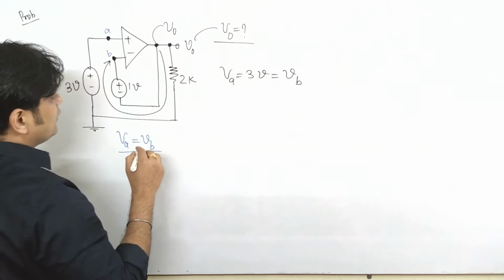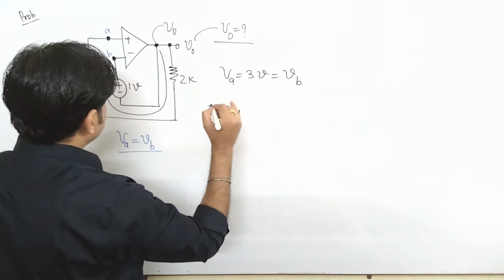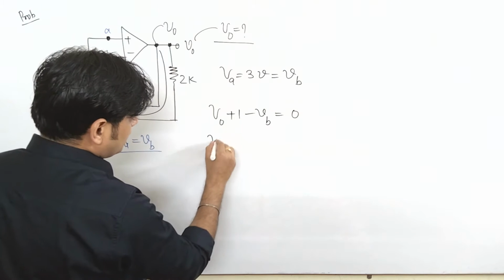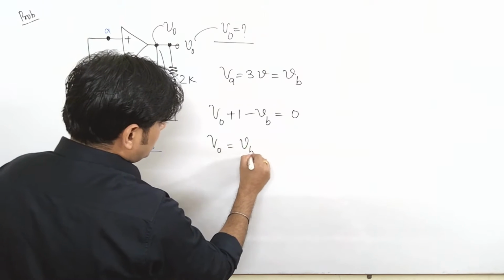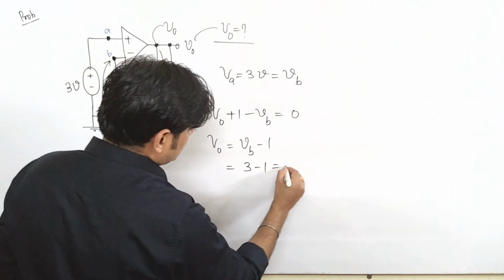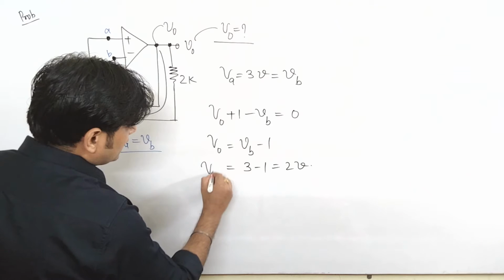So what is the voltage here? Here the voltage is V0. So you can say that V0 plus 1 minus VB is equal to what? 0, or you can say V0 equals VB minus 1. What is the value of VB? It is 3 minus 1. That comes to be how much? It is 2 volt. So this is the value of V0.